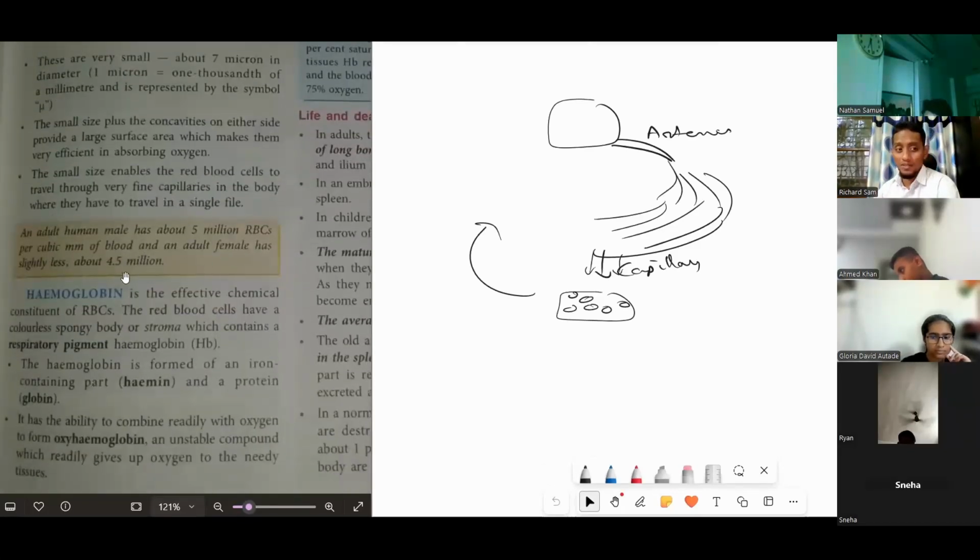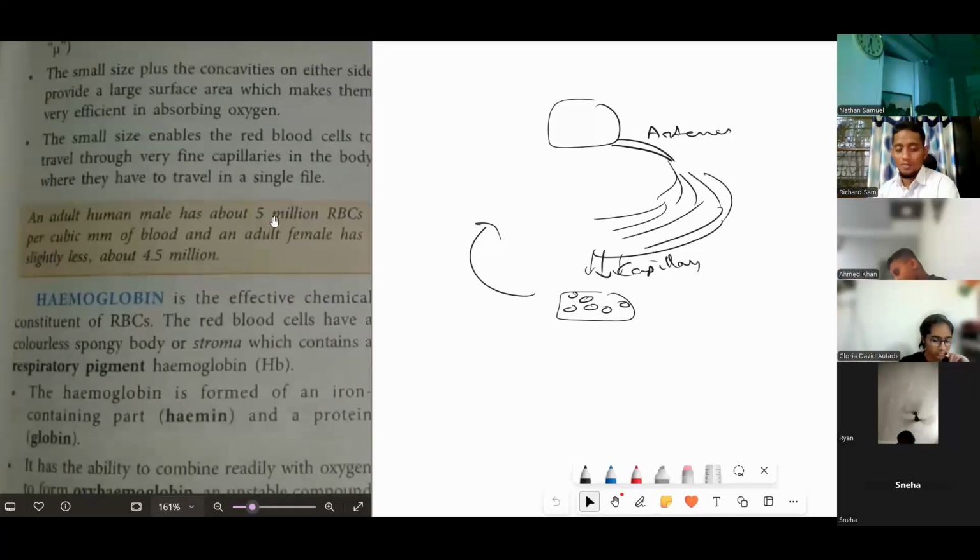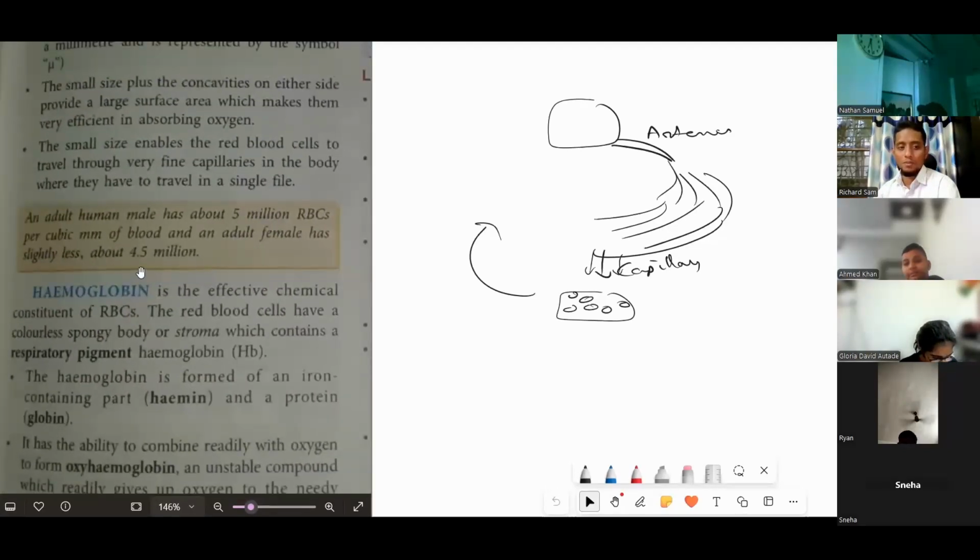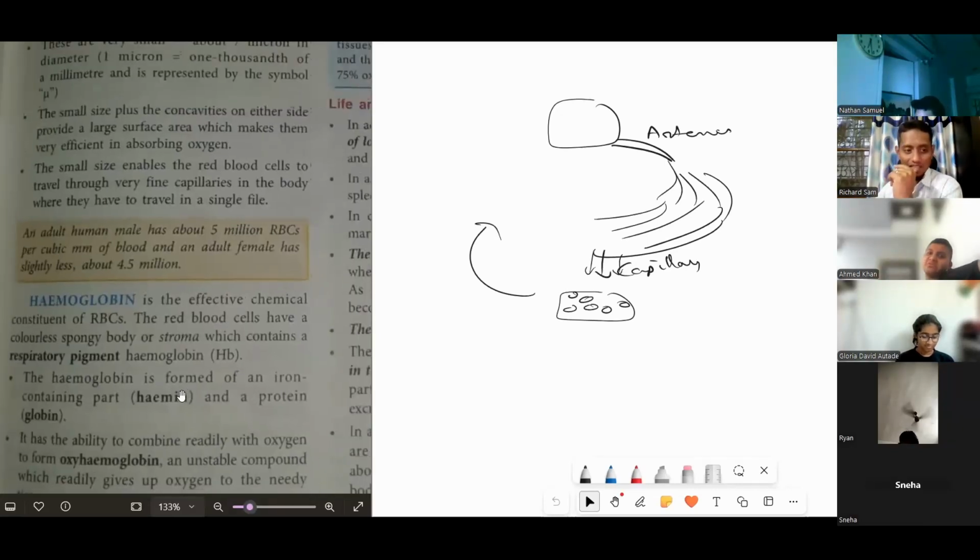How many RBCs do we have? 5 million in male and 4.5 million in female. That many RBCs in the whole body? Not in the whole body. In 1 millimeter cube. You know how much is a millimeter cube? In that much space, you have 5 million RBCs. You can imagine the size of RBCs, how small they are. And if they have to go one by one through a capillary, how small the capillaries? So you can understand the size from that.